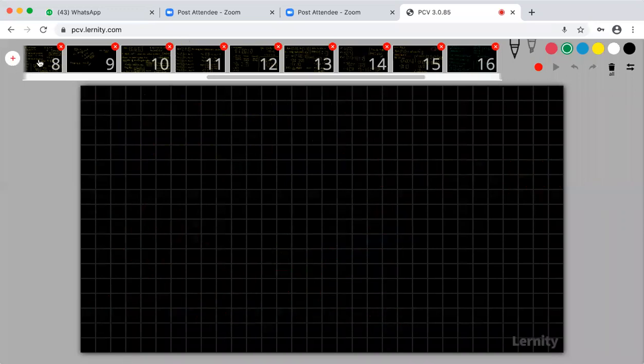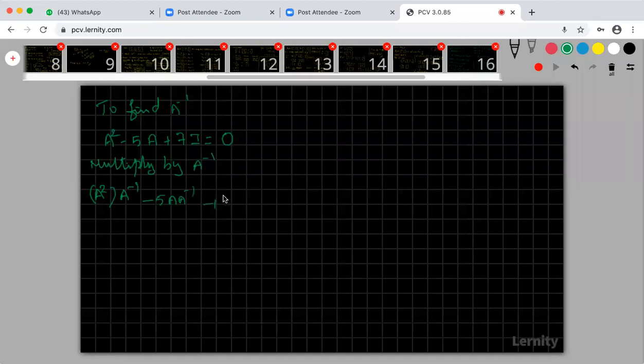Go to the next one. So, to find A inverse, okay, what is the given? That means known result A square minus 5A plus 7I equal to 0 matrix. Okay, I'm going to multiply by A inverse for all the terms. Post multiplication means here A square into A inverse minus 5 into A into A inverse, and this is 7I into A inverse. This is 0 into A inverse. Multiply all the terms by A inverse.